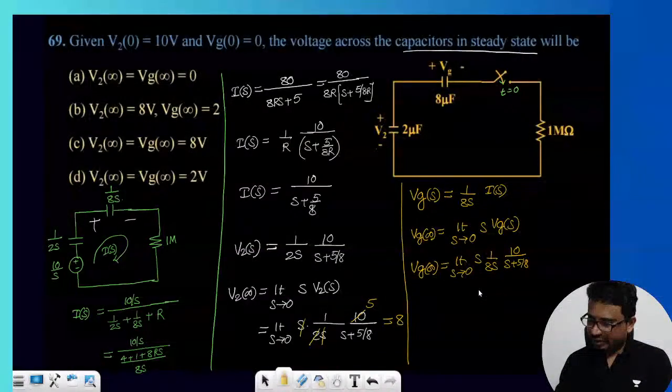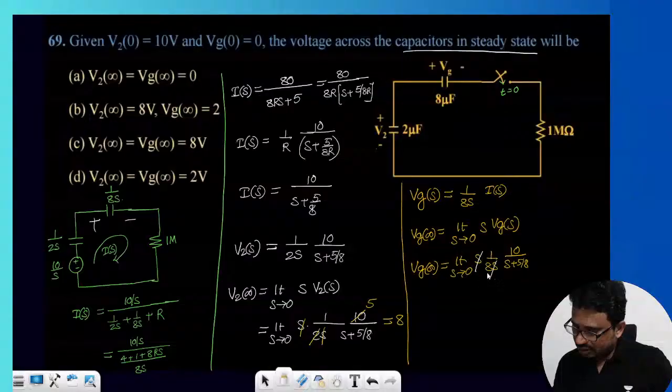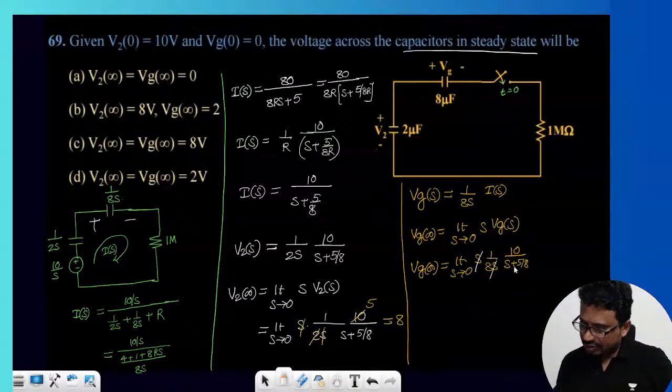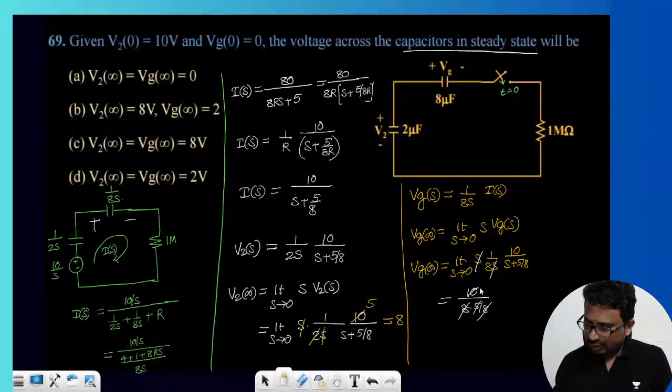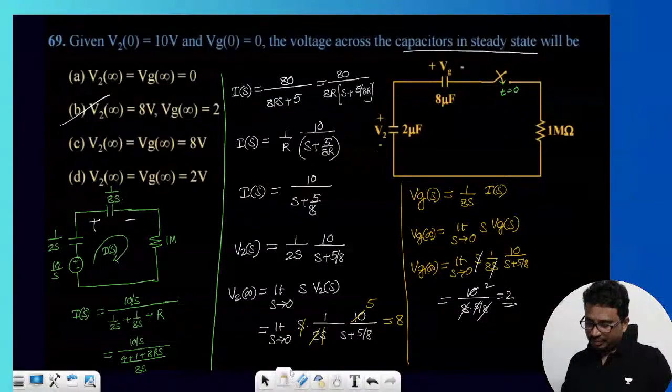Now simplify this one. Cancellations, and S will get cancelled. So when S is equal to 0, it comes to 10 by 8 into 5 by 8. So this value 2 will come, a constant, so option B. Got it?